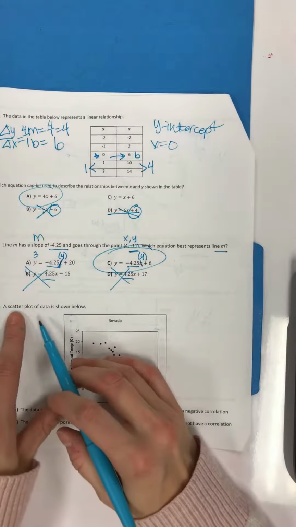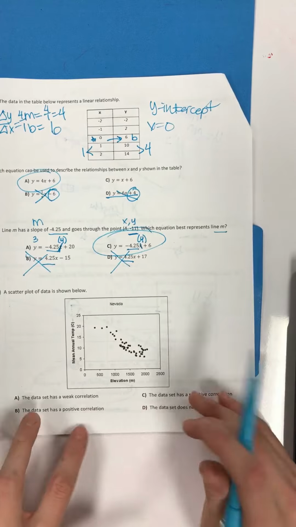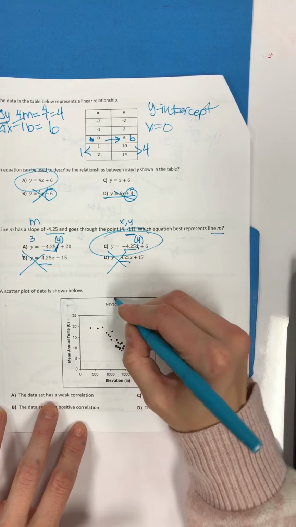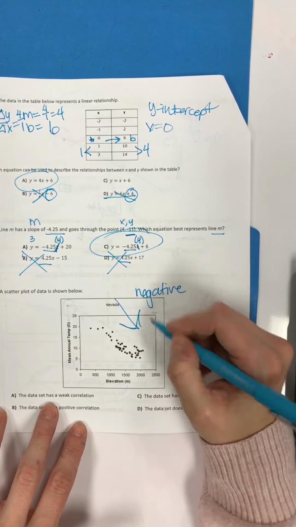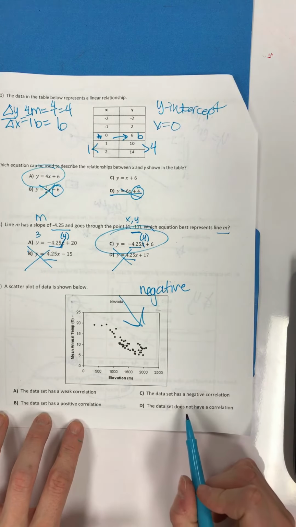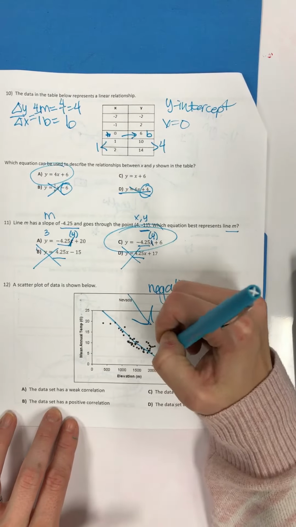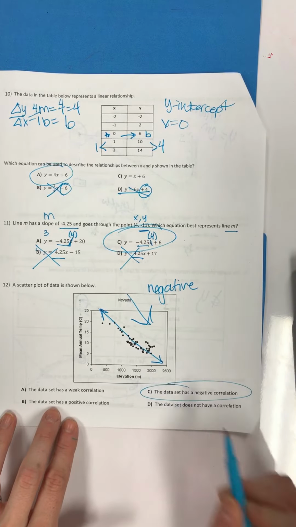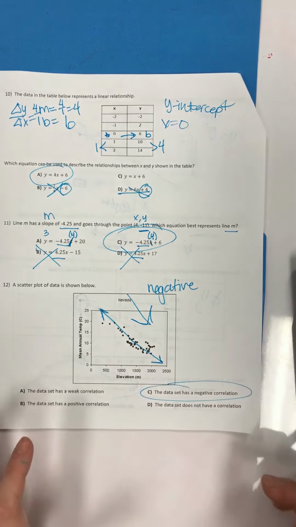C. 12, scatter plot data shown below. So it looks like we're just trying to decide what kind of scatter plot is going on here. So we can see all the points are generally going down. So that means we have a negative association or negative trend. We don't need to know if it's linear or not. So that's all we need to know. They're all going down. Okay? So that's going to be a negative correlation. All the points, as they go, are going down generally.